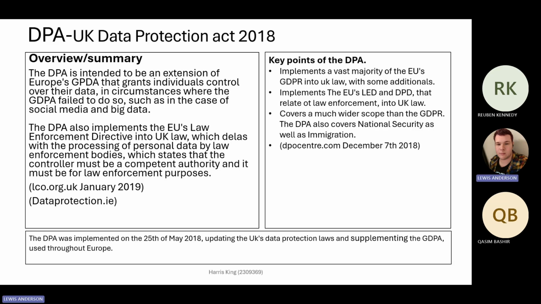The UK's Data Protection Act of 2018 goes along with the GDPR. It's a more up-to-date version, and it implements the vast majority of the GDPR law, as well as the EU's LED and DPD Acts, which are to do with law enforcement. And it covers a much wider scope than the GDPR, like national security and immigration.